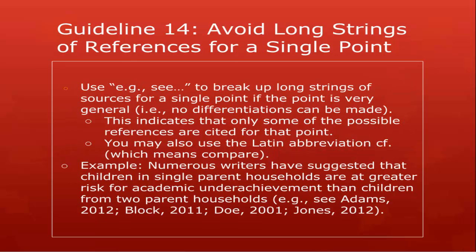We can also use e.g., or in other words, for example, to break up long strings of sources for a single point if the point is very general and no differentiations can be made. This indicates that only some of the possible references are cited for that point. You may also use the Latin abbreviation cf., which means compare. For example, numerous writers have suggested that children in single parent households are at greater risk for academic underachievement than children from two parent households, e.g., see Adams 2012, Block 2011, Doe 2001, Jones 2012. Again, this tells the reader that there are a multitude of studies, and here you're picking your best few to start them off if they want to reference.